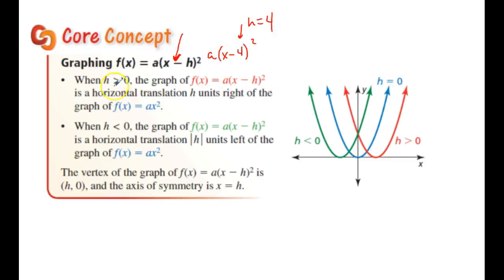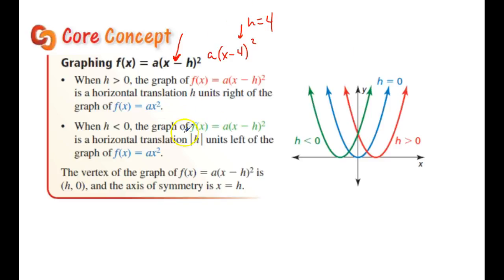Okay, so h is greater than 0. It's a horizontal translation. Horizontal meaning back and forth. Translation meaning I just slide the whole thing h units right of the graph. So since my h is a positive 4, it translates my graph to the right.